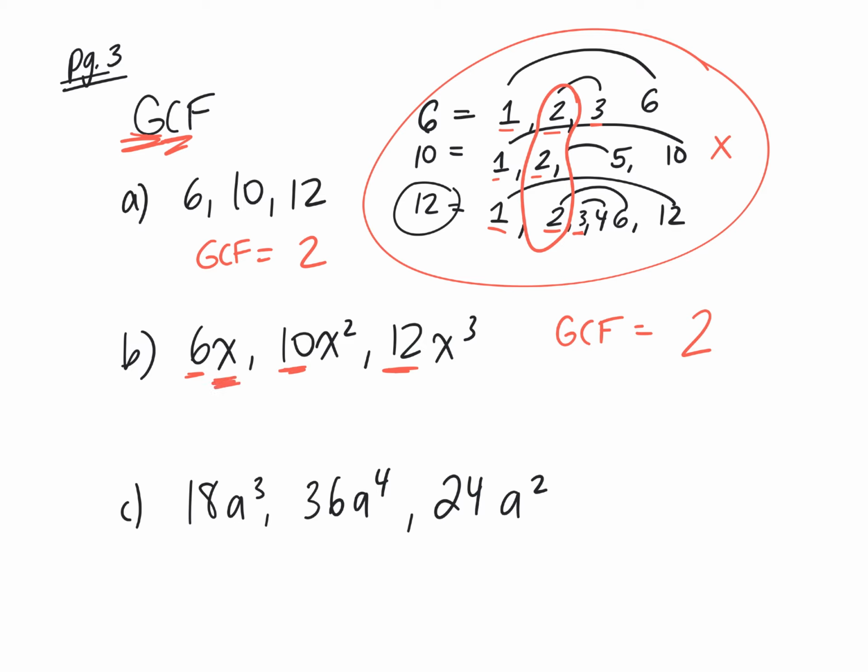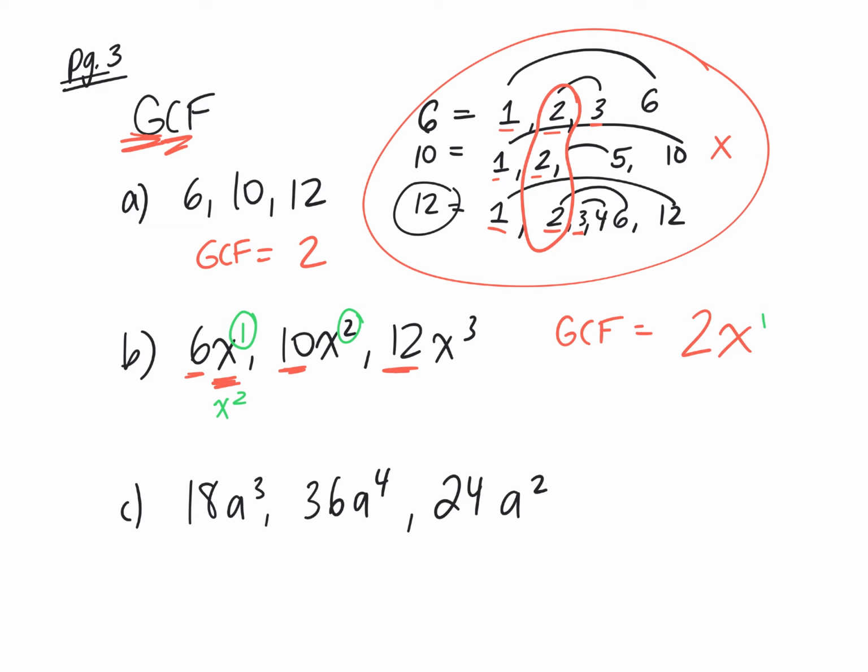X. Why would it not be x to the power of 2? What would happen if I divided this by x to the power of 2? Kurt? That would result in a negative exponent. So you always want to look for the lowest exponent, basically. Okay? So it'd be 2x to the power of 1.